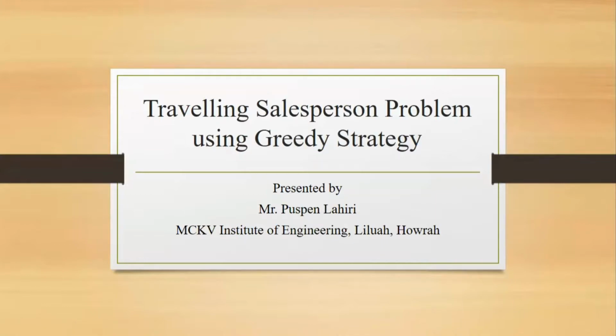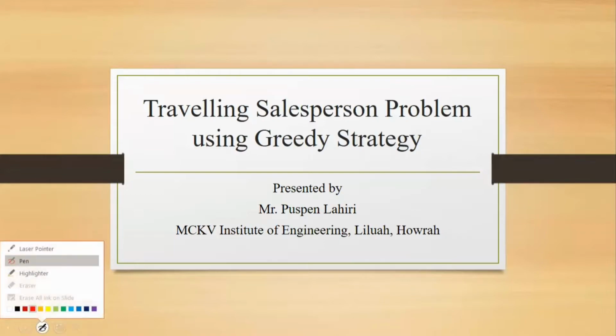In this problem, a salesperson or a salesman needs to visit n number of cities, in such a manner that all cities must be visited at once.